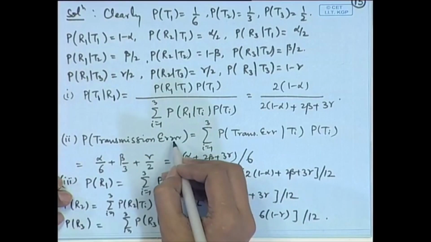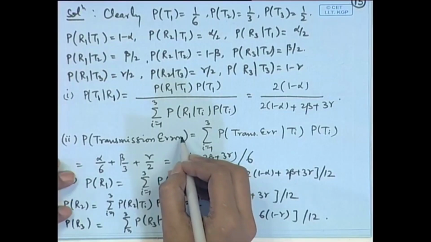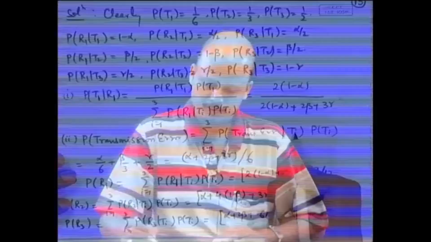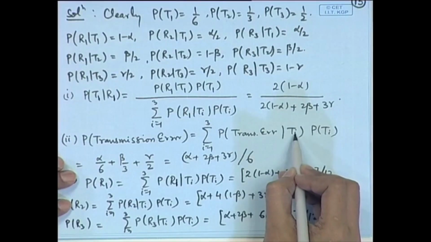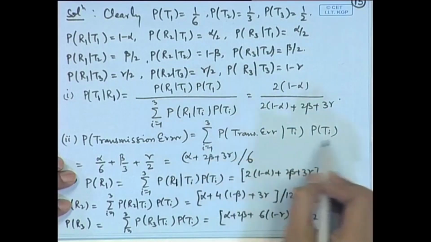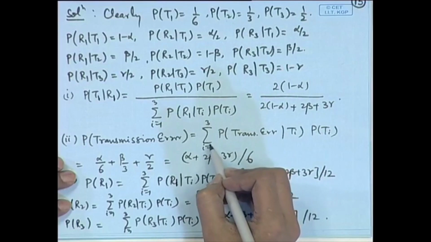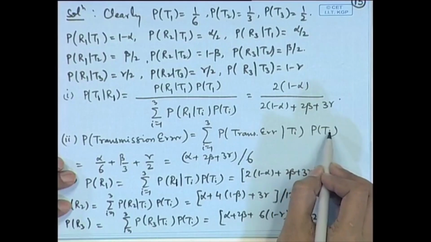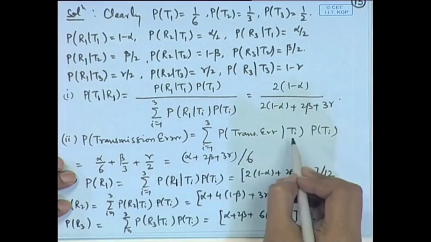What is the probability of a transmission error? Now, transmission error is the post event. That means, firstly something is sent, something is transmitted. Therefore, it is conditional upon what was actually sent. So, there are 3 possibilities of sending the digits 1, 2 or 3. Again by using the theorem of total probability, the probability of transmission error becomes the sum of probability of transmission error given T i into probability of T i.